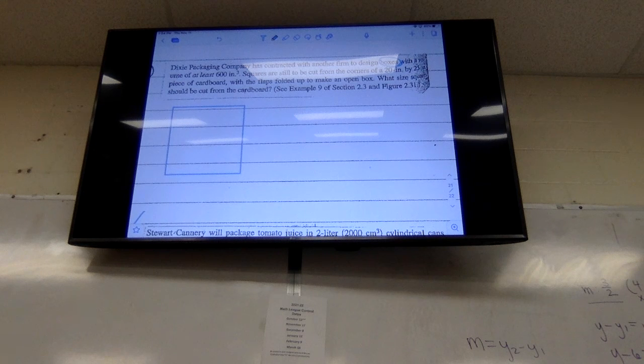I've got this box, and we want the volume to be at least, I want the volume to be more than or equal to. That's the same thing as at least. It must be 600 or more. The squares are still to be cut out from my corners, and my box dimensions are 20 by 25. Do you remember how we express volume with these problems?